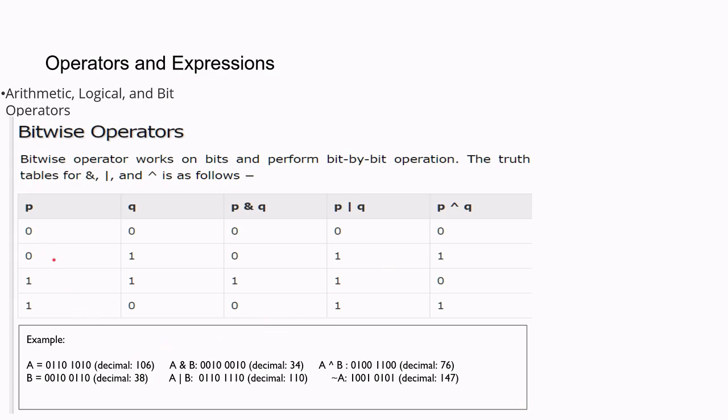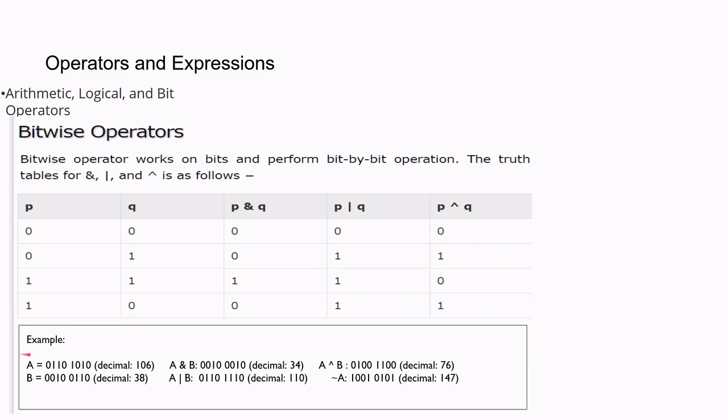If we set P to 0 and Q to 1, we get P and Q equals 0, P or Q equals 1, and P XOR Q equals 1. If we set them both to 1, we get the values we expect. P and Q is 1, P or Q is 1, P XOR Q is 0. P as 1 and Q as 0 will do the same as P is 0, Q is 1. And you can see that in these two rows here.